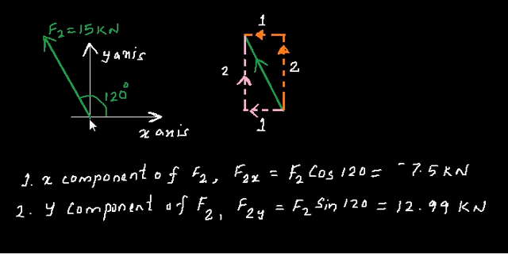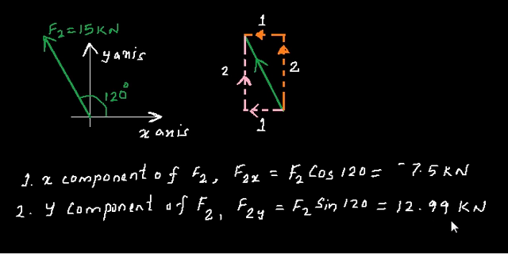If that was a positive, then it must have been in the positive direction of the x-axis. Now to find the vertical component, or the y component, simply find the sine of this angle and multiply that with the force. So you have F2 sine 120, which is 12.99 kilonewton.